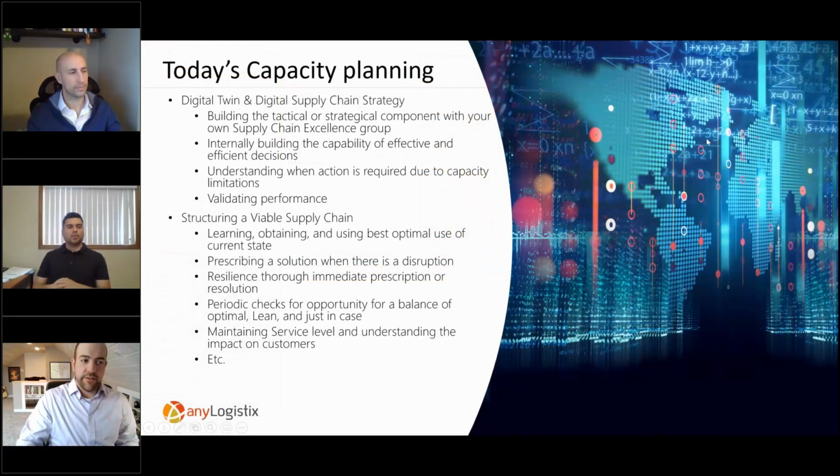Okay, so just to go a little bit about today's capacity planning. This is very important. You're going to notice that in a lot of today's capacity planning, there's a lot of digital twin and digital supply chain strategy. These are a little distinct. A digital twin is understanding how everything's performing. It's automating the data and giving you something knowledgeable to learn, understand, and execute on. But digital supply chain strategy is more focused on capacity planning, essentially.